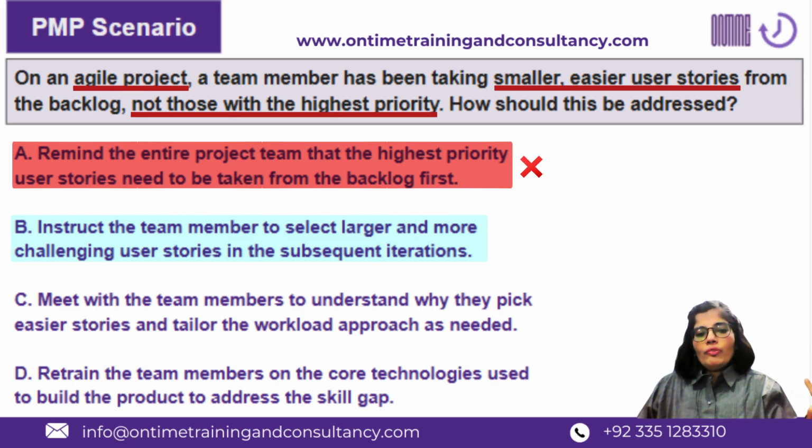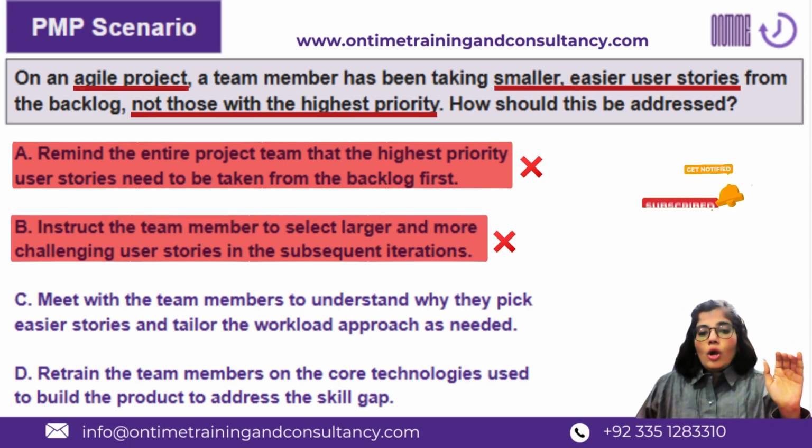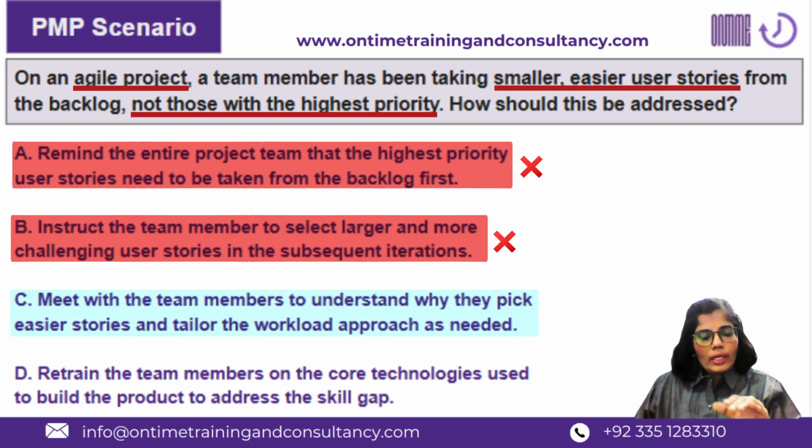So it's about value. It's not about the size of the story. It's about the eventual delivery and the priority as well, like which item is needed at what time. So saying that okay, if the size of the story is bothering you, let's go with all the big stories. I mean, this way or that way, both are wrong. So B is clearly out. Option C is actually the right thing to do.